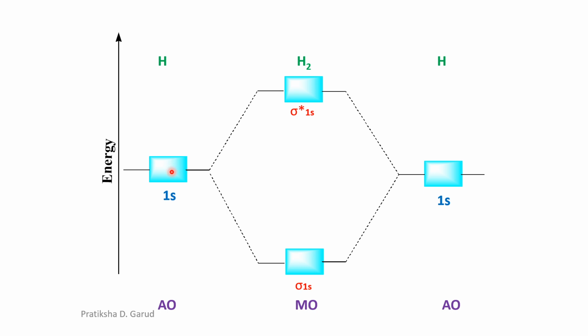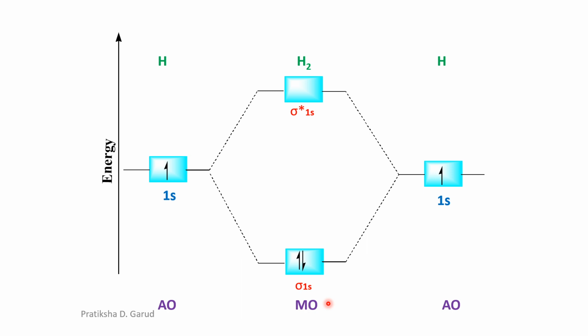We have seen that there are two electrons, from the two hydrogen atoms. That means each hydrogen atom has one electron. The first hydrogen atom has its 1s electron, and the second hydrogen atom also has a single electron. These two electrons first fill the bonding molecular orbital: the first electron from the first hydrogen atom and the second electron from the second hydrogen atom. This is the filling of electrons. From this we can find the MO electronic configuration, then the energy evolved, bond order, and magnetic behavior.